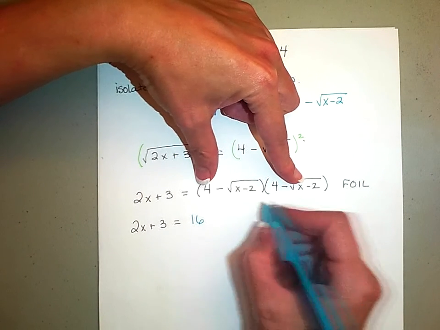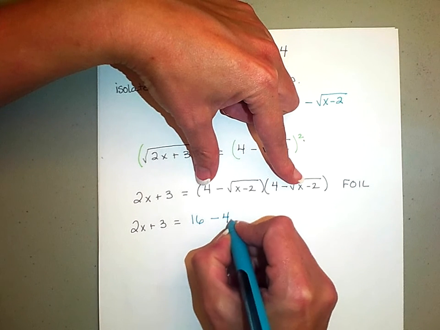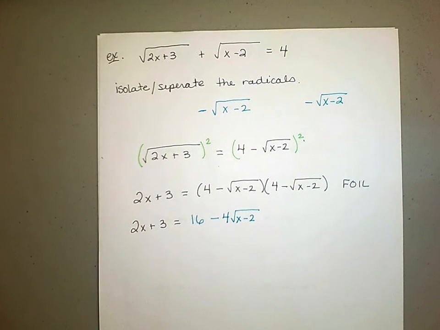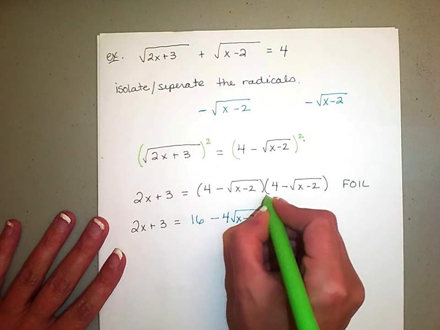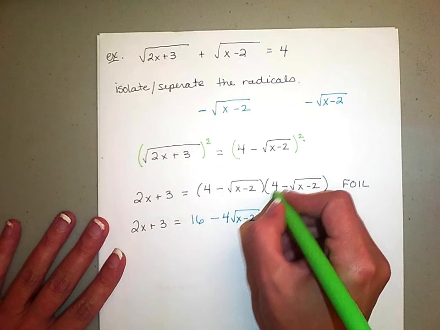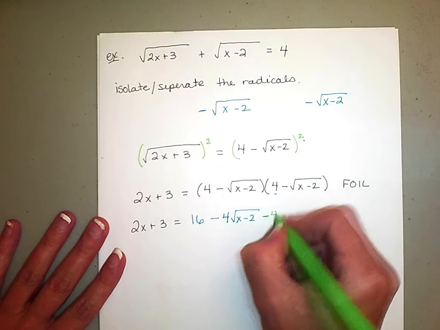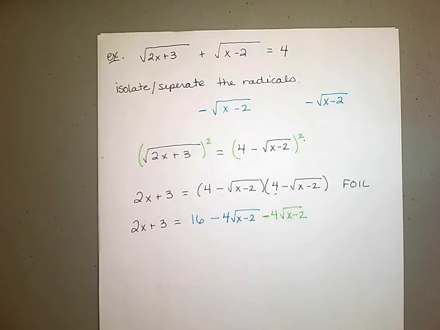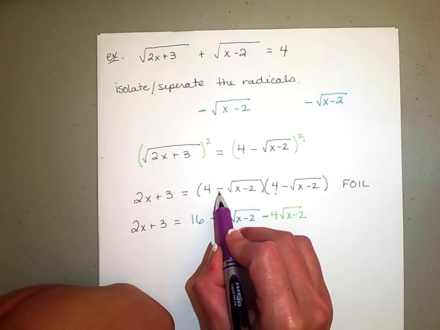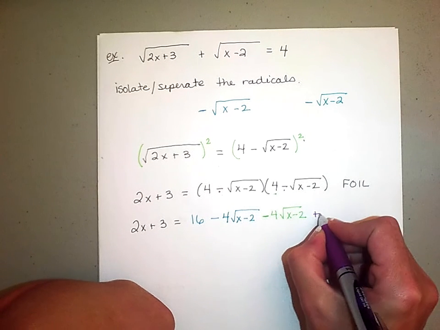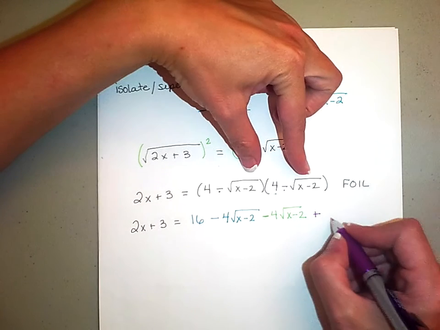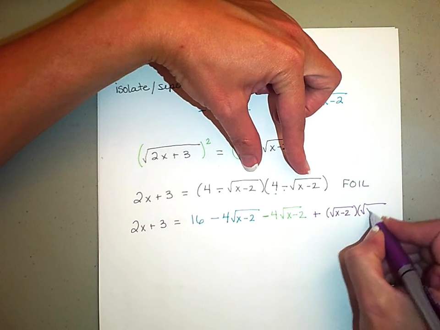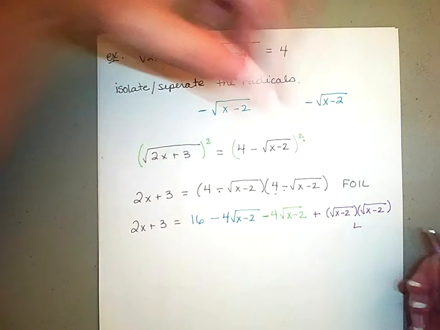And then our outers become minus 4 times the square root of x minus 2. The inners are here and here, so again we will have the minus 4 and then the square root of x minus 2. Then our last, okay, a negative and negative will become positive, and then we have the square root. I'm just going to write this next to each other so we can see. Okay, these are our last.